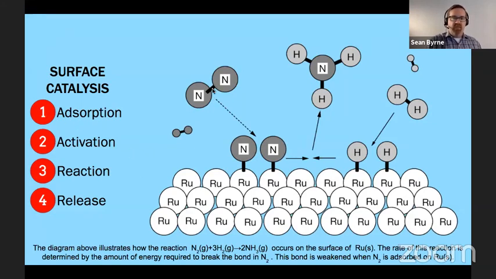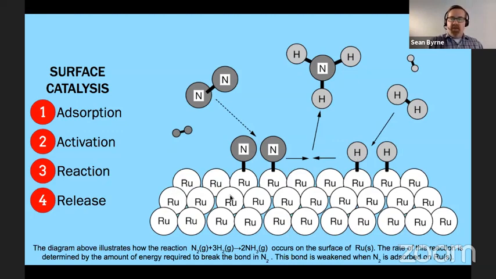The first step is adsorption. The nitrogen gas is coming in to interact with the surface of the metal right here. Hydrogen is coming in and doing a similar thing. The second step would be activation, where the bond moves from between the nitrogens to between the nitrogen and the surface of the metal. Then we would have a reaction between the nitrogen and the hydrogen. And then the last part is that it would release.